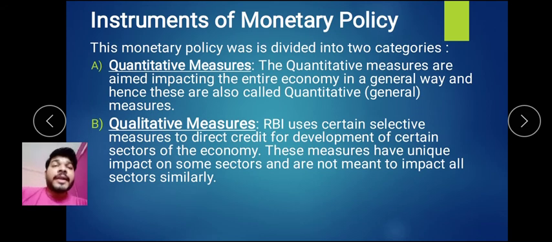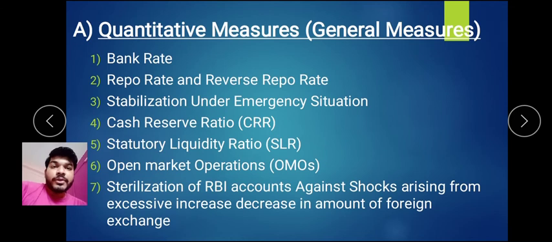Again, there are instruments of monetary policy, called quantitative measures and qualitative measures. Now quantitative measures are the general measures which impact the entire economy, all sectors of the economy, whereas qualitative measures only affect a small portion or some sectors only, not all the sectors. So the impact is on some sectors, but that impact again goes on to all the sectors. So let's go quickly through these two types of measures.